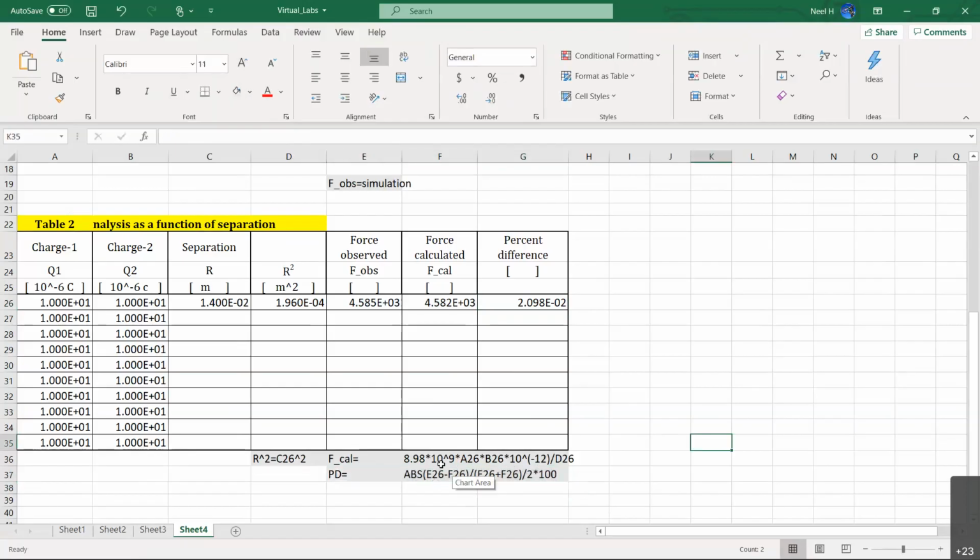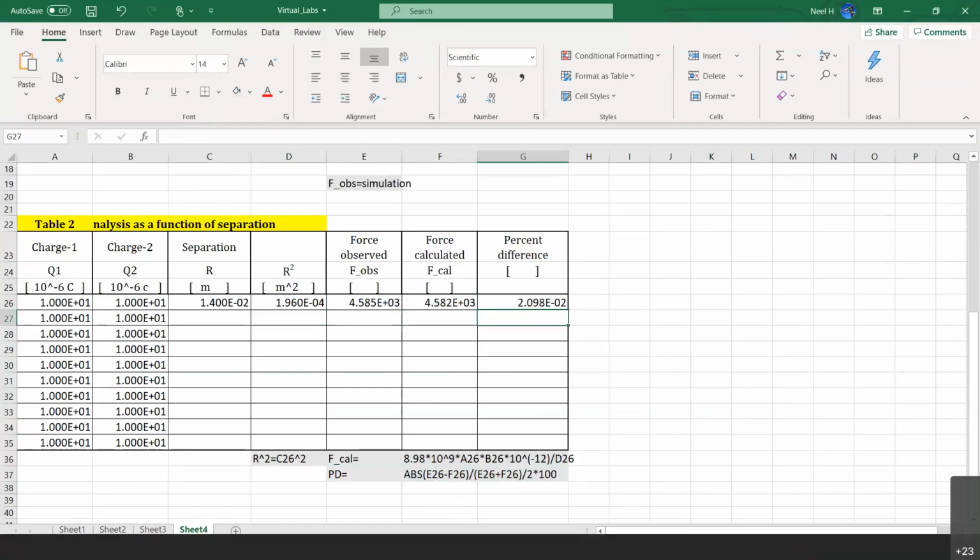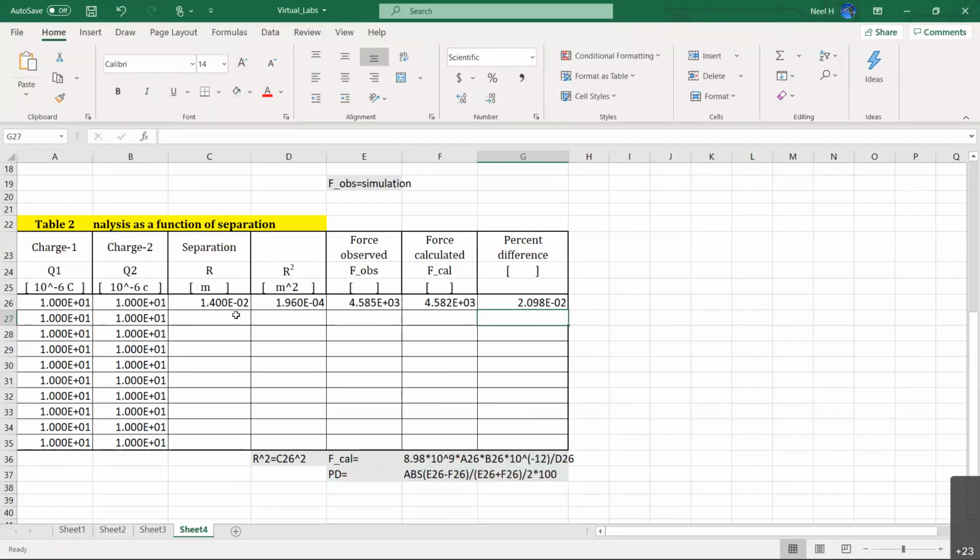Okay, so you see the functions here, the three functions which you need to get: the R square, force calculated, and the percentage difference. Question? Good. No questions.